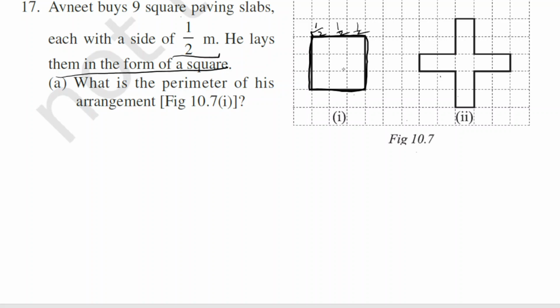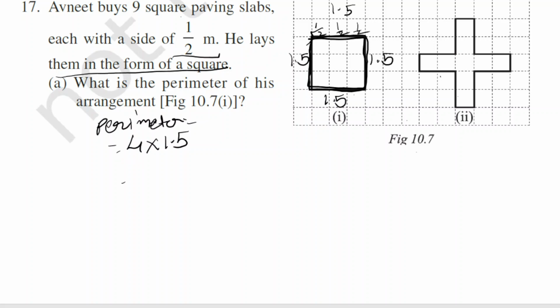So this perimeter is equal to, you know that all the squares are equal, so all the sides are equal, so the perimeter is 4s, where s is 1.5. You know that perimeter is nothing but all the lengths of the boundaries. So here it is 4s, that is equal to 6 meters. The perimeter is 6 meters.